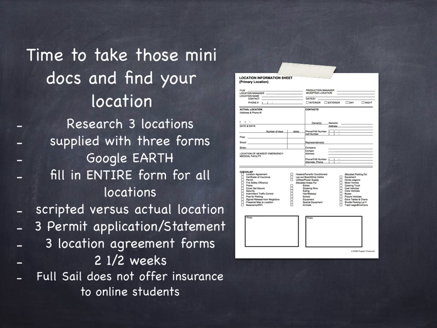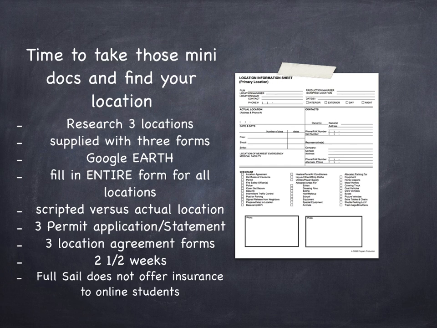And then for location information sheet 2, let's say you are using your own backyard. So for the scripted location, you would have backyard. For the actual location, you would once again have your address. Under contact, you would once again have your name and your address. So you may find that a lot of these forms, depending on your locations, could be redundant, and that is okay. But it is important to know how to fill this out because that will not always be the case.